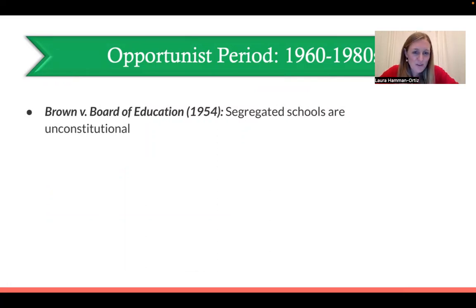First was Brown versus Board of Education, 1954, which overturned Plessy versus Ferguson, which instituted segregated schooling and said that segregated schools are unconstitutional. Students shouldn't be put into separate schools based on their race or any other factor.